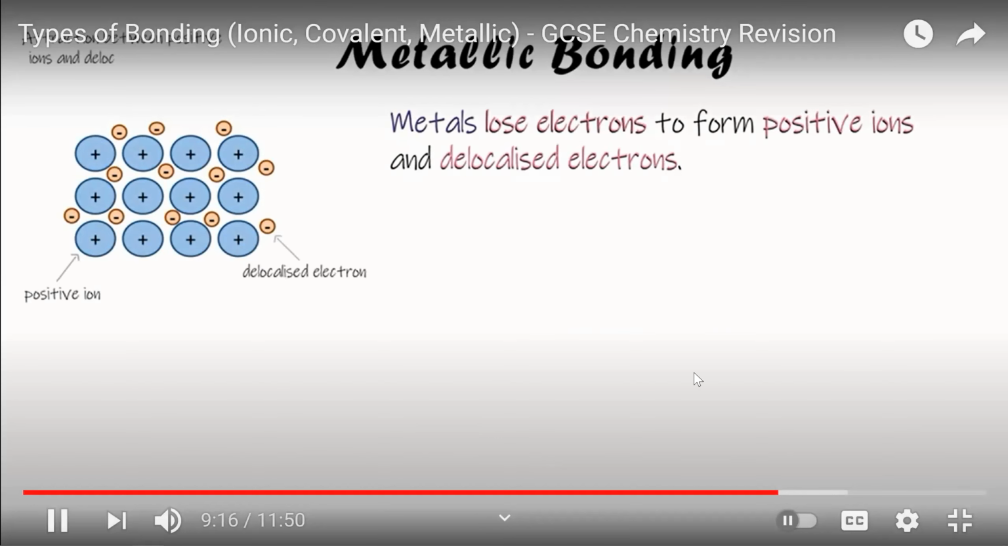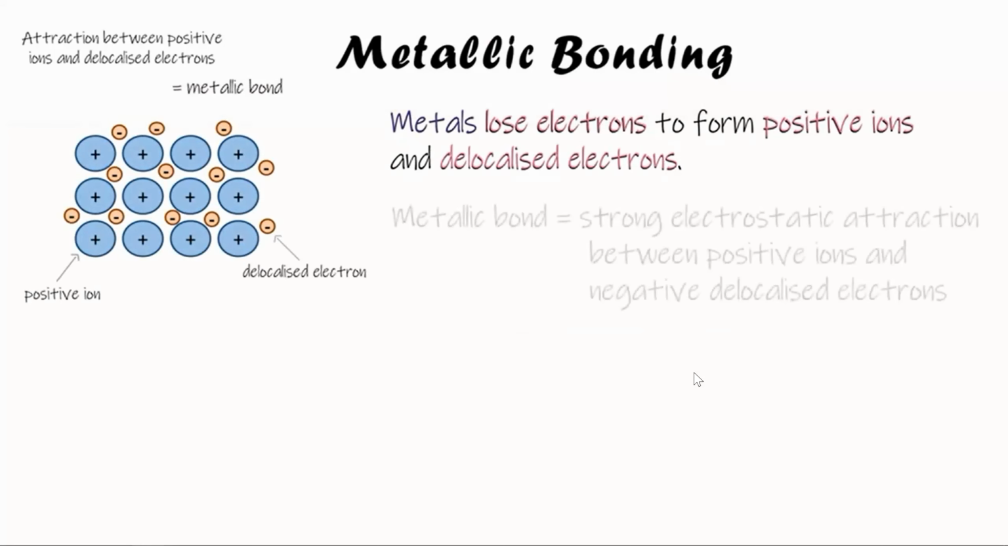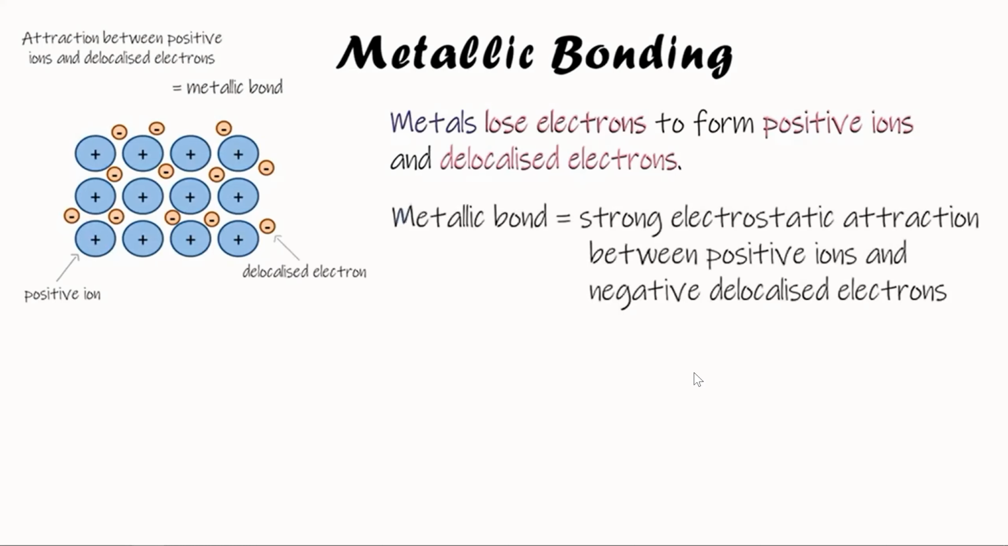Between them, just like with ionic bonding, they're going to be attracted to each other, and this attraction between the ions and the electrons is the metallic bond. So the definition of a metallic bond is a strong electrostatic attraction. So it's the same key phrase as with ionic bonding, but this time, instead of between positive ions and negative ions, it's going to be an attraction between the positive ions and those negative delocalized electrons. And that attraction holds the metal together and it helps it keep its structure.